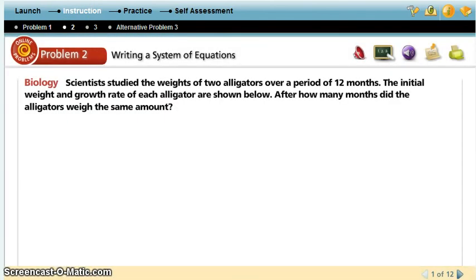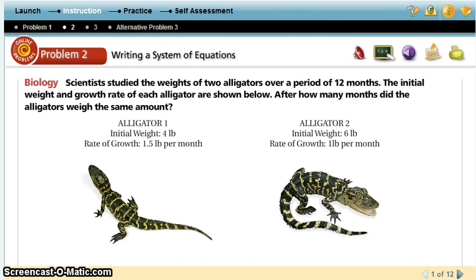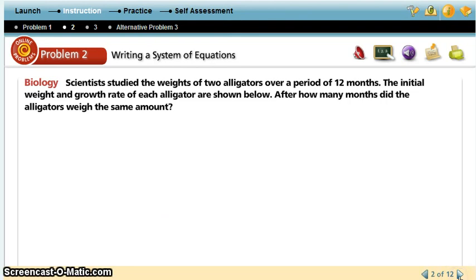In this problem, you will write a system of equations. Scientists studied the weights of 2 alligators over a period of 12 months. The initial weight and growth rate of each alligator are shown below. After how many months did the alligators weigh the same amount? Alligator 1 initially weighs 4 pounds and grows at a rate of 1 5/10 pounds per month. Alligator 2 initially weighs 6 pounds and grows at a rate of 1 pound per month.